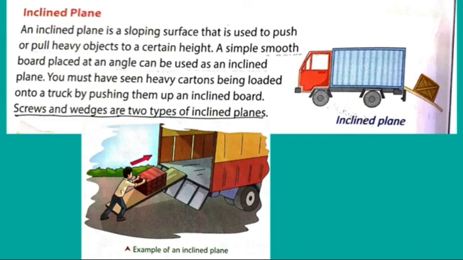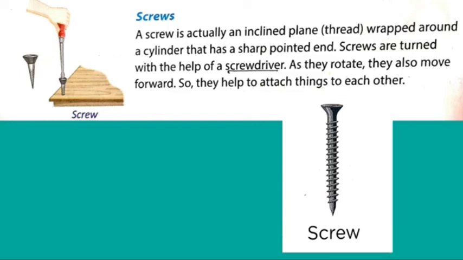Screw and wedge are two types of inclined planes. Now let's start with the first, that is the screw. A screw is actually an inclined plane wrapped around a cylinder that has a sharp pointed end. Students, look at this picture and it is the screw. The screws are turned with the help of a screwdriver. I hope all of you have seen a screwdriver. Most of the time we use it at home. As they rotate, they also move forward. So they help to attach things to each other. That means we use the screw to attach things.